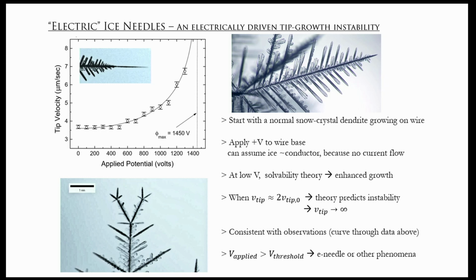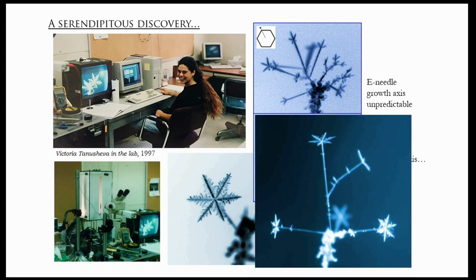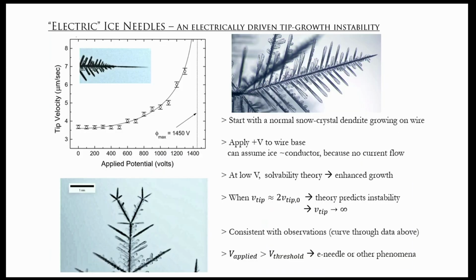When the tip velocity gets to be roughly twice the normal tip velocity, then it becomes unstable. The theory blows up, the tip velocity goes to infinity, and something weird happens. And you can get strange things, needles and funny tip splittings and lots of weird stuff. All you know is that the existing theory breaks down and something else happens. And we don't know what happens after that, except weird things happen. And you sometimes get needles coming out.